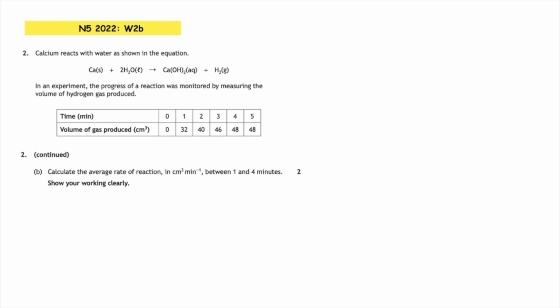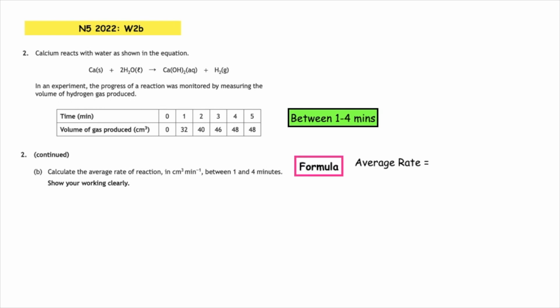In this question, it asks us to calculate the average rate of reaction in centimetres cubed per minute between 1 and 4 minutes. We have to show our working clearly. The first thing we want to do is write out the formula. Average rate is equal to change in quantity over change in time. We then want to substitute the correct values. The times that have been given are 1 and 4.